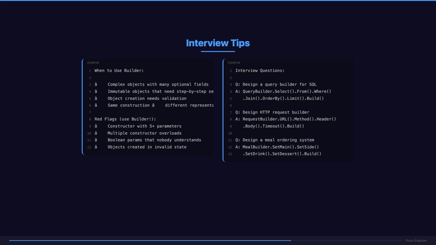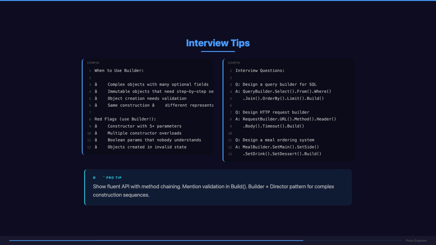Common interview questions. Design a query builder for SQL. QueryBuilder.select.from.where.join.orderBy.limit.build. Design an HTTP request builder. RequestBuilder.url.method.header.body.timeout.build. Design a meal ordering system. MealBuilder.setMain.setSide.setDrink.setDessert.build. The pro tip is to show the fluent API with method chaining. Mention that build performs validation, and if the interviewer asks about complex construction sequences, introduce the director pattern on top of builder.